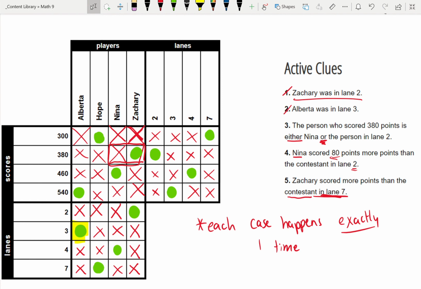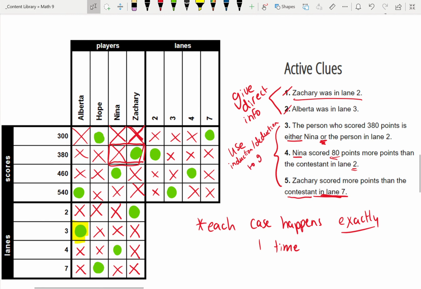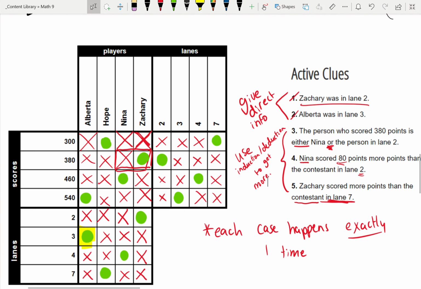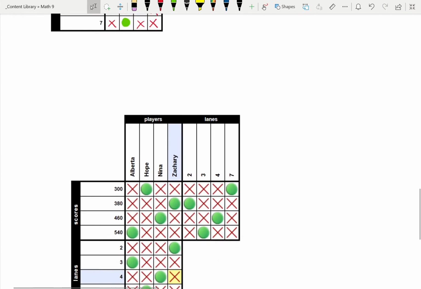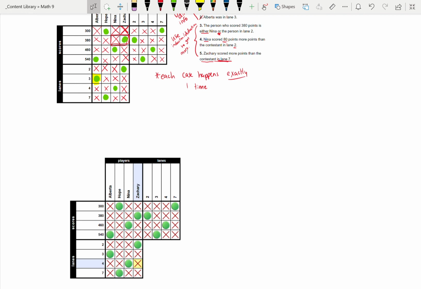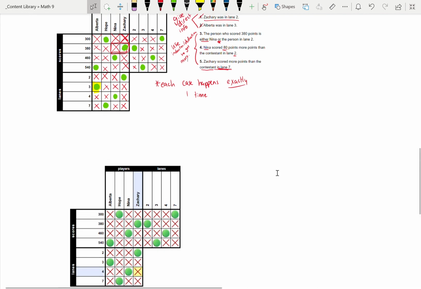So the key bit, these ones give direct information. These ones I have to use induction, or deduction, to get more information. I'm making connections with what I see from the other clues that I'm given to make the best logical choice. And then if I zoom out here, I can check my work and I can see that I've managed to solve this puzzle.